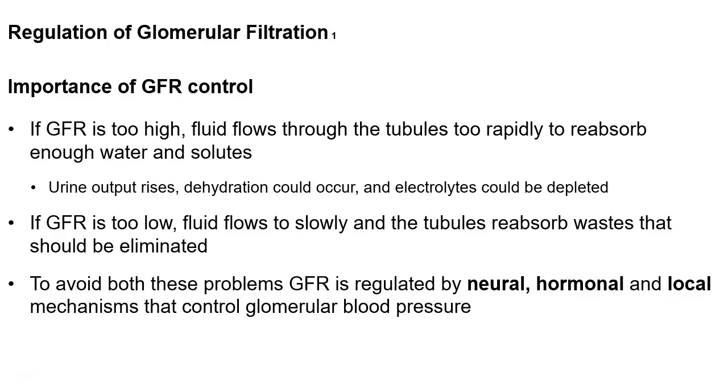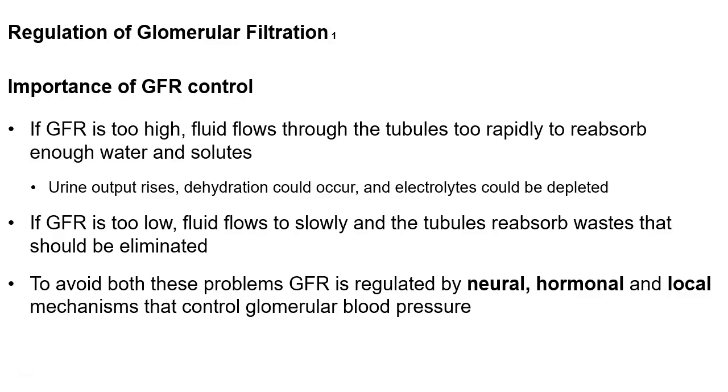So again, if the filtration rate is too high or too fast, the fluid is going to flow through those tubules, and it's going to prevent us from being able to reabsorb things like water and solutes that we might need. Now, in just the opposite, if the filtration rate is too low, that fluid is going to flow more slowly through the tubules, and it could potentially cause us to reabsorb waste materials during that reabsorption process, which we should normally want to eliminate. So this could cause us to accumulate more waste in the blood if that filtration rate is too slow. It's not going to allow us to be able to filter the blood properly.